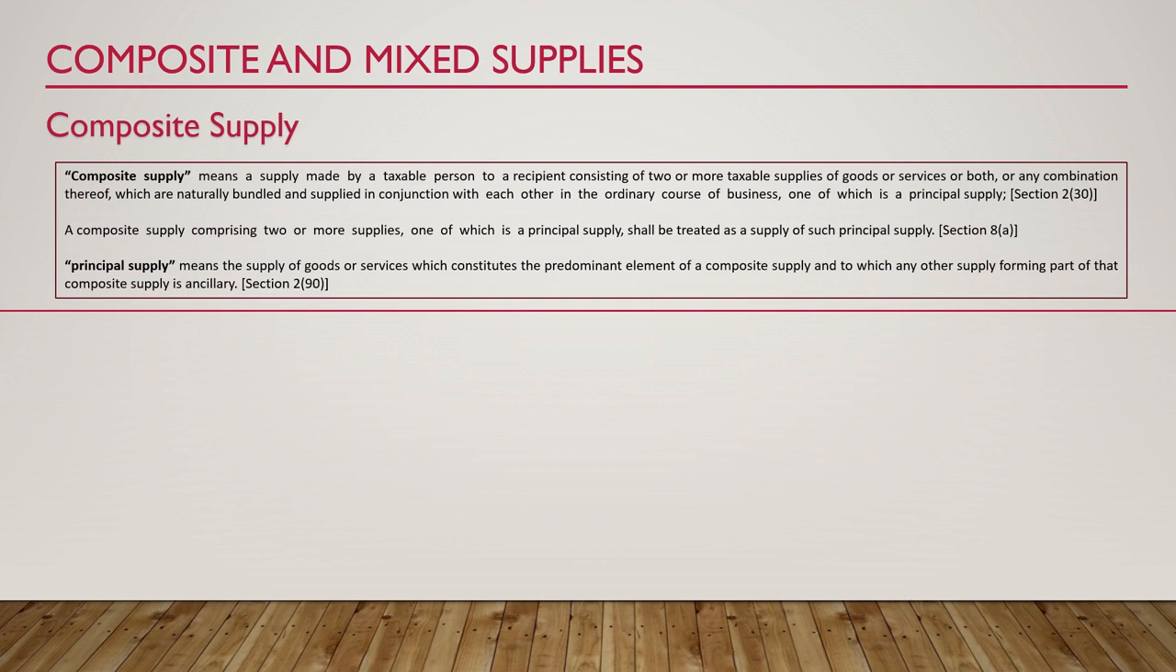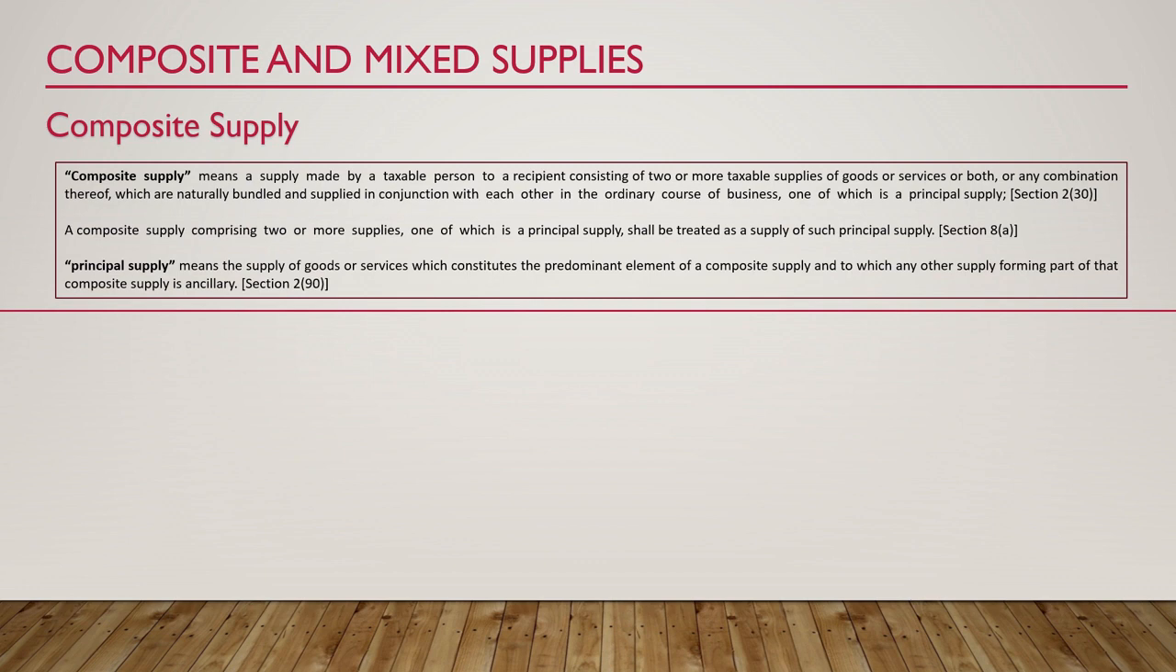Likewise, you can apply all types of permutation and combination. It can be one good, one service; two goods, one service; one good, two services. However you want, apply all permutation and combination together. If it contains a minimum of two supplies, it becomes a composite supply when these are naturally bundled and supplied in conjunction with each other in the ordinary course of business. Remember, I told you about the natural bundling concept under the erstwhile service tax law. The same concept is being applied here as a composite supply.